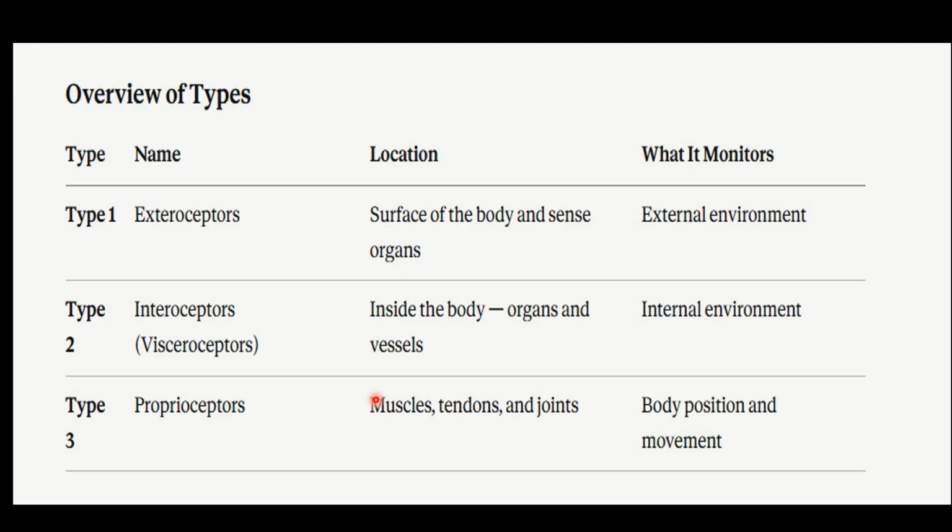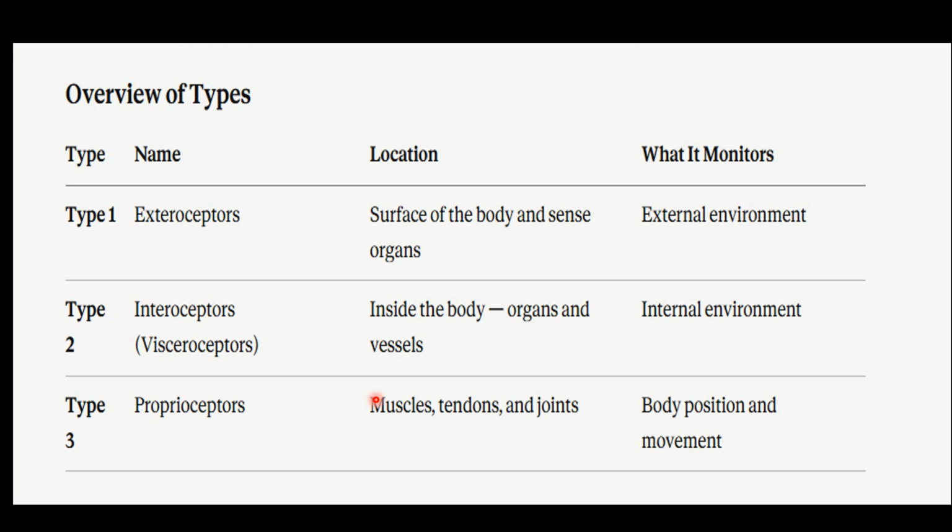Here you can see we have 4 columns. One is type, where we have mentioned type 1, type 2, type 3. The second column is for name, the third is location, and the fourth one is what it monitors. Okay, so let's see one by one.